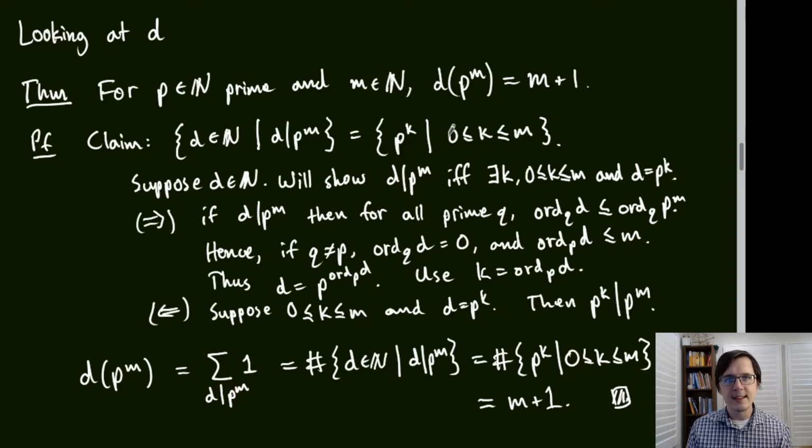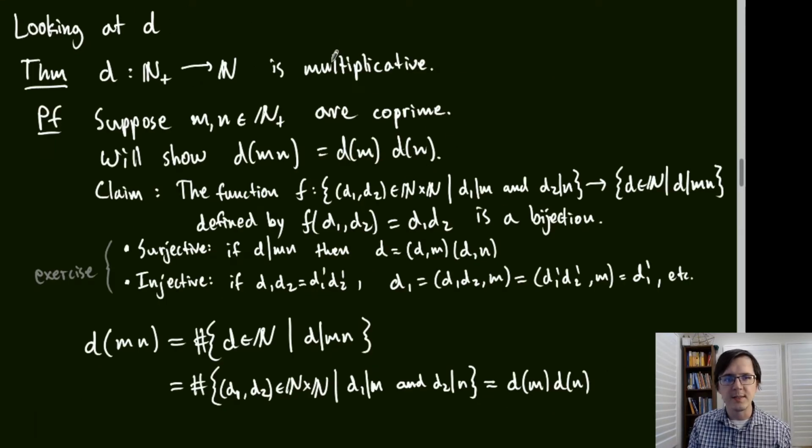Okay, now that we have that these two sets are equal, we can say that d of p to the m is the sum over all d that divides p to the m of 1, which is the number of divisors of p to the m. And then we can replace the set that we're looking at the cardinality of with the set of all p to the k, where 0 is less than or equal to k is less than or equal to m. And since each of the p to the k's are different, we can instead count how many k's there are, and that's m plus 1, because we need to make sure to include 0. Anyway, so that's that.